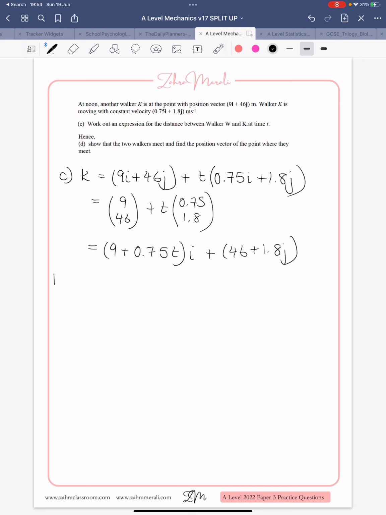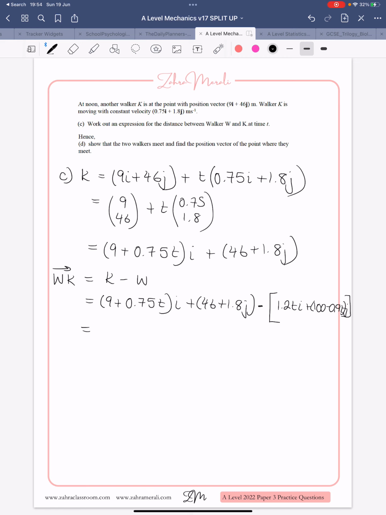So essentially we want to go from W to K. Now you should know whenever you have that, you're doing the second one minus the first one. So it's vector K minus vector W. So I've got 9 plus 0.75t i plus 46 plus 1.8t j. And I am minusing the whole of the previous bit, so 1.2t i plus 100 minus 0.9t j. So that's from over the page.